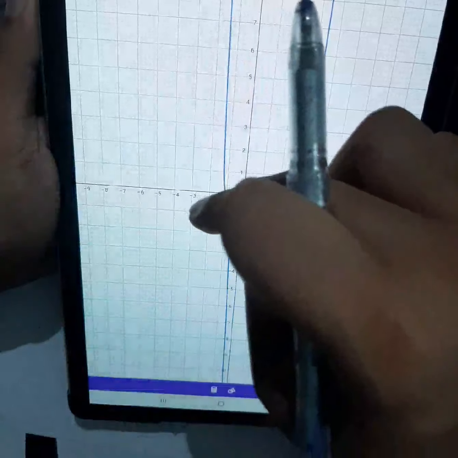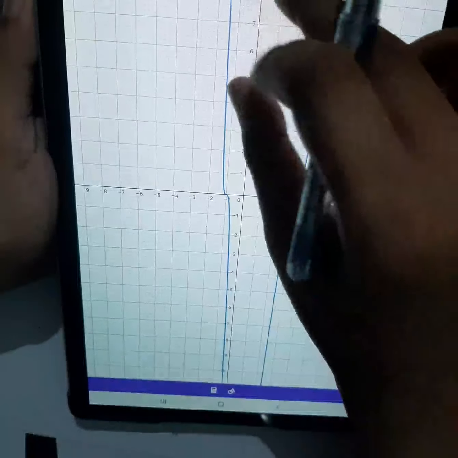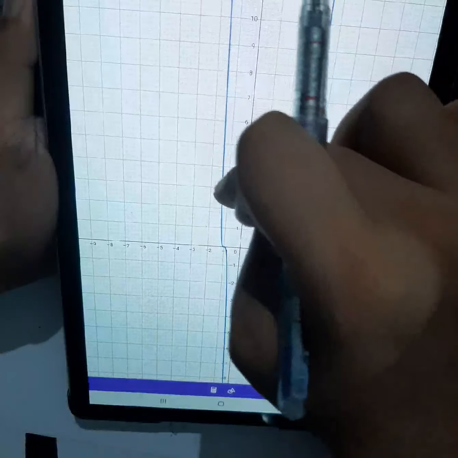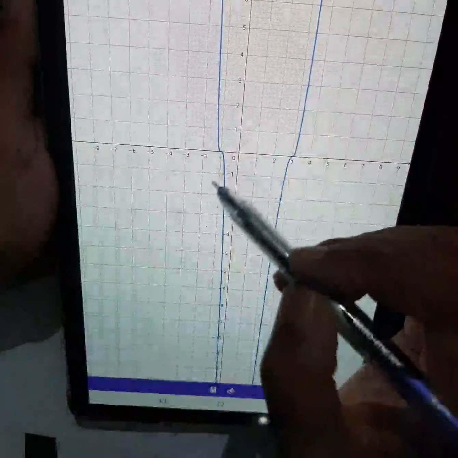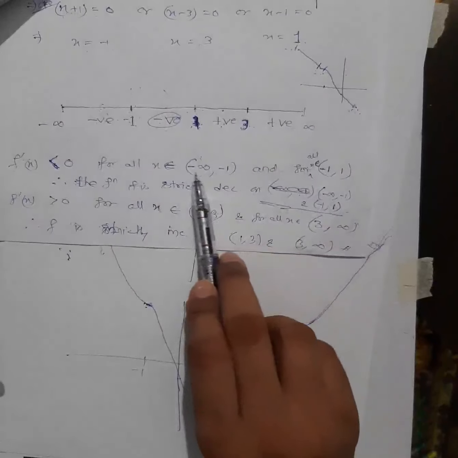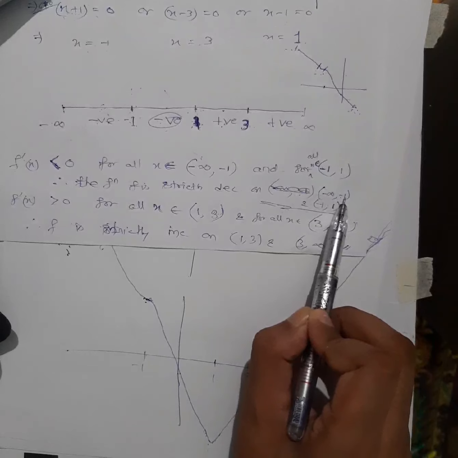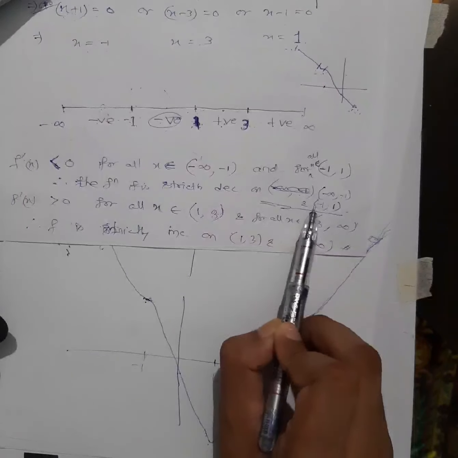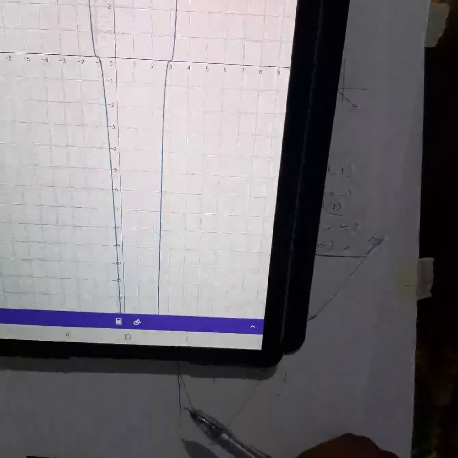I have to write -infinity to -1. -1 I cannot include, so open interval. It is strictly decreasing. Can you see? There is no neutral point. Everywhere it is decreasing, strictly decreasing till here. So I have written that interval separately, and then again -1 to 1, again strictly decreasing. So separately I have written the interval here, okay? The function f is strictly decreasing on this, I am not including -1. Can you see? And then again from -1 to 1 strictly decreasing, okay?